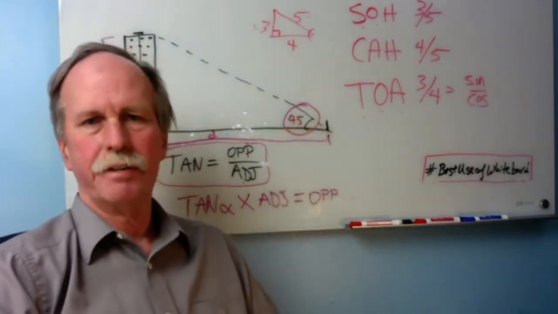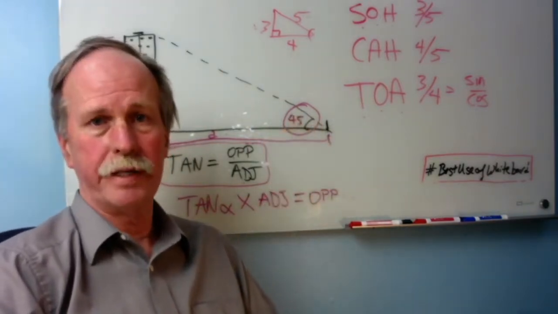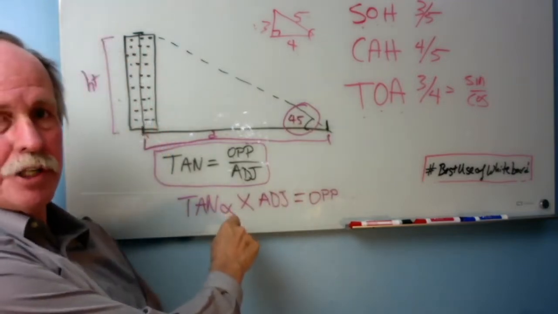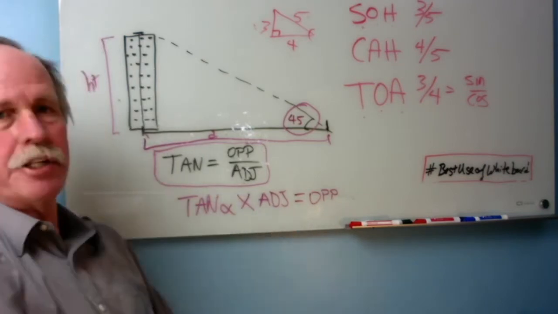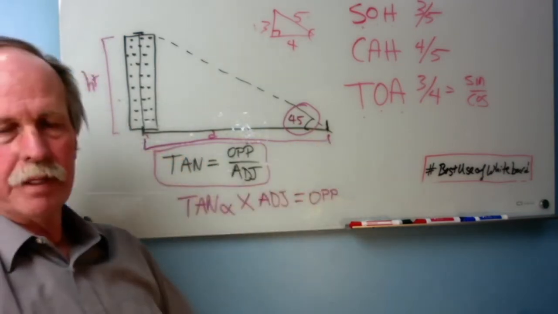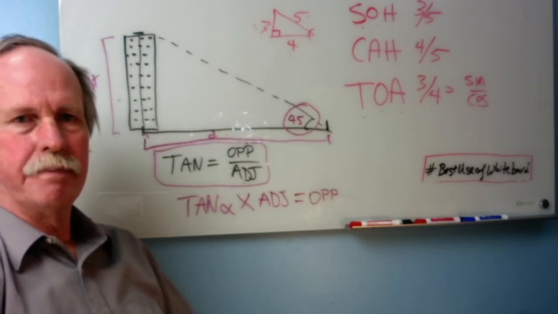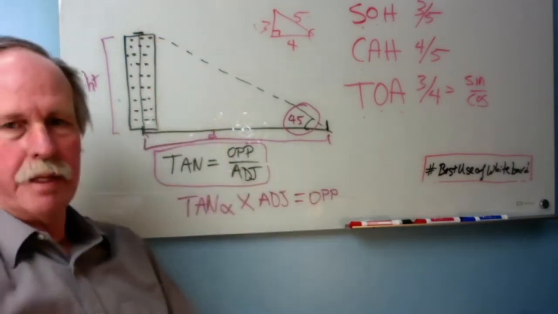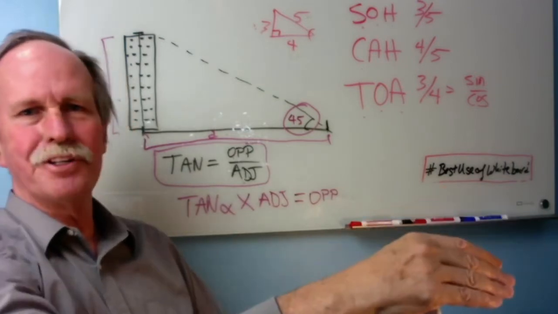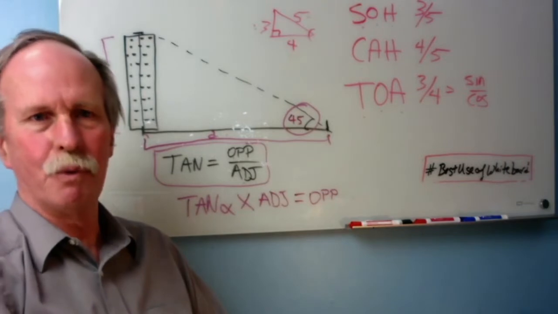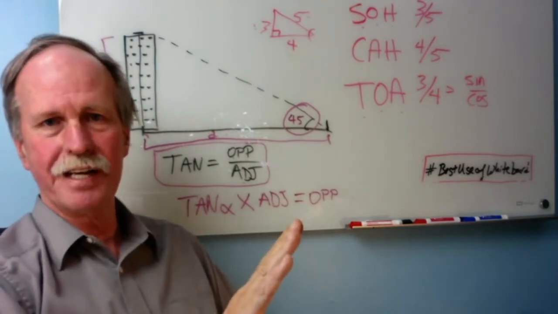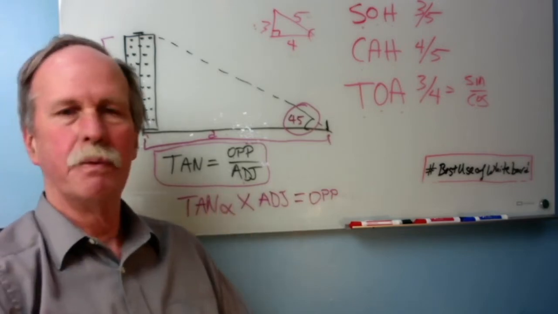The tangent of 45 degrees is 1. So, tangent alpha, or 45 degrees, is 1, times the adjacent side, which is the distance to the base of the building, equals the opposite side, which is the height of the building. Now, you recall from a 45-degree angle that however far you were to the flagpole, that's how high the flagpole was, if the top of the flagpole was 45 degrees from where you were standing. Same principle right here, but it works for any angle.